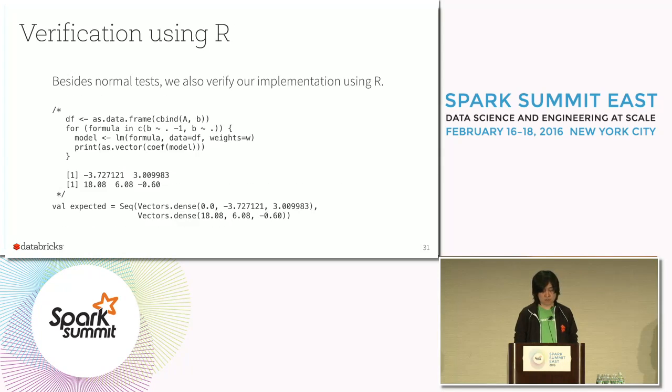So to help make our users really confident, besides the normal testing in our implementation, we also just verify our result against R directly. So this is a code snippet from our implementation. We put the R code you use to produce the results, and then we just put the expected vector to match those values and verify against that. So our users should be really confident about switching over to Spark.